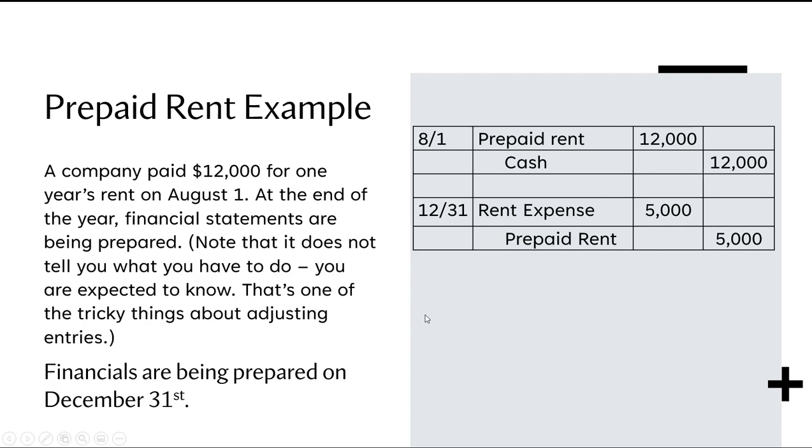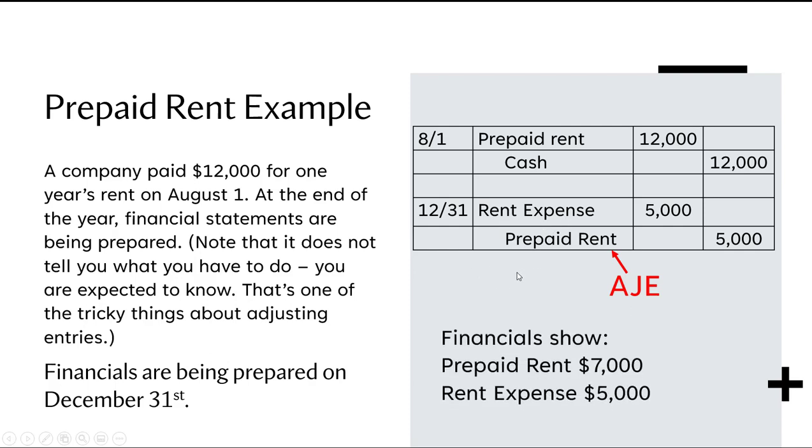Now, at the end of the year, we have to record the prepaid rent we used up. How much rent did we use up? Again, this is our adjusting entry. Notice there's no cash here. There is an income statement account. There is a balance sheet account.